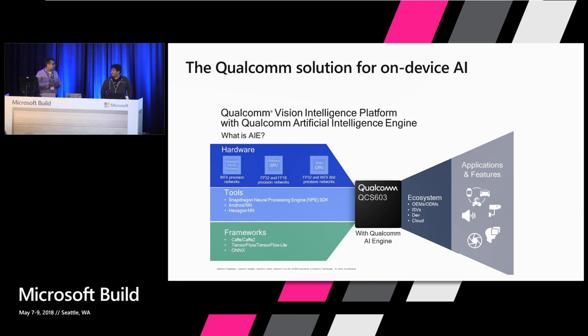So that's where the Qualcomm QCS603 platform comes in. And then it comes with all the SDK just for the edge device. So you can have the SDK for IoT Edge. You can also have the Snappy SDK for the device.